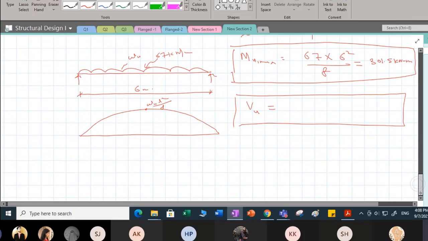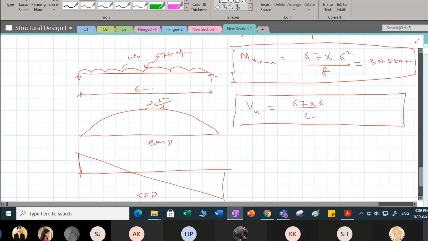How does the shear force distribution look for this beam? It will be maximum near the support. It will look like this. So this is your bending moment diagram, and this is your shear force diagram. From the shear force diagram, you can see maximum shear acts near the support. So what will be VU? It will be 67 into 6 by 2. That is the reaction, 201.